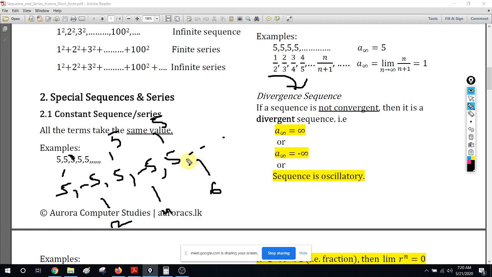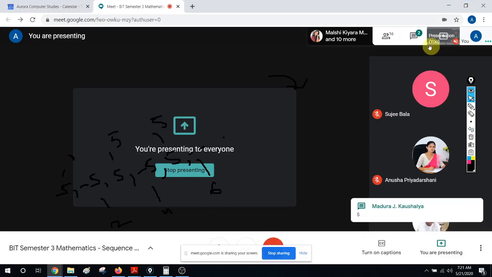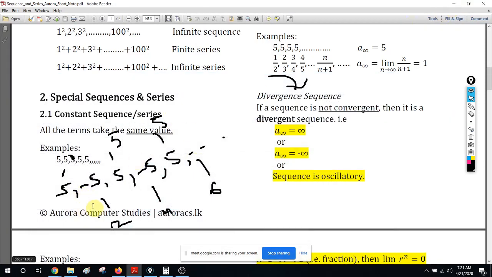Now if I ask, what is the millionth term? Can someone tell me? Someone respond in the chat or tell me what value the millionth term makes. So let's see. Right, so I'm getting the answer as 5. Correct. The millionth term is 5.